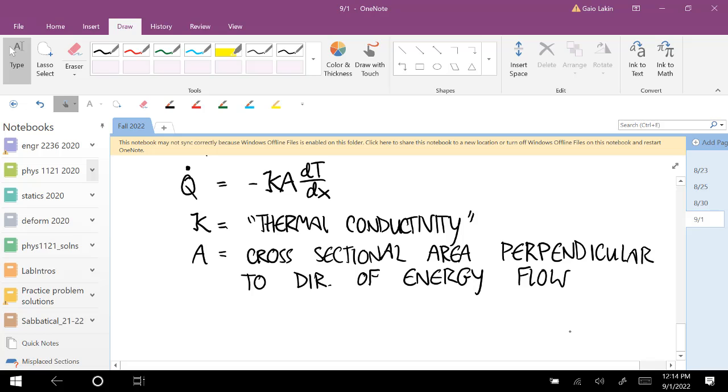So that means, if you're talking about heat being transferred through a window, this A would be the area of the window. The energy is transferring straight through the window, and perpendicular to that is the area. It's the amount of window that you have available for this heat to go through. So it makes sense that it would be proportional. T is the temperature of the material.